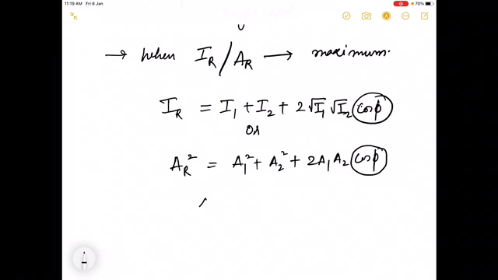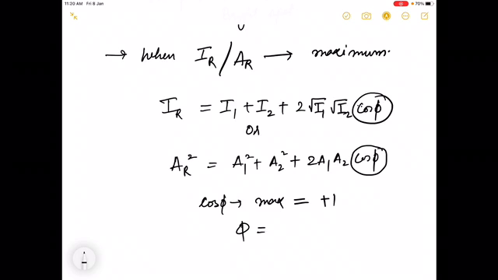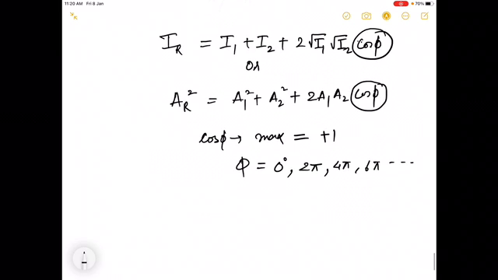Right? So you have to make cos phi maximum. And we all know cos phi is maximum, value is plus 1. Yes or no? And plus 1 can only happen when the value of phi is 0, 2 pi, 4 pi, 6 pi, and so on. Yes or no?